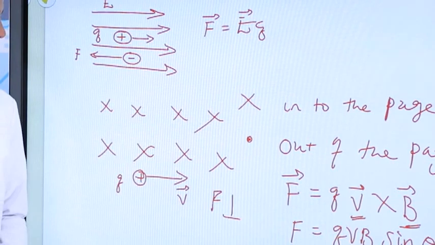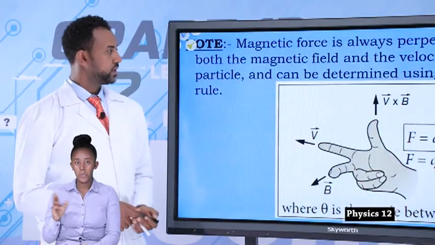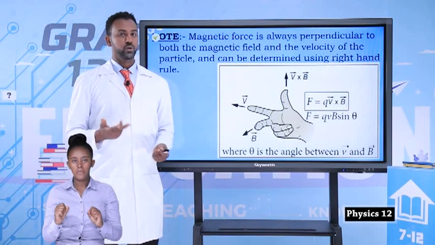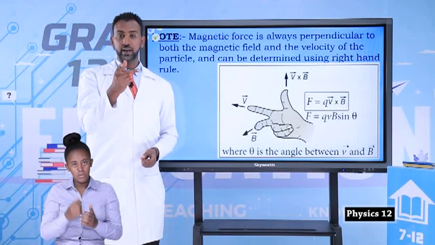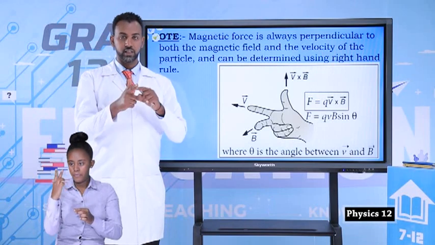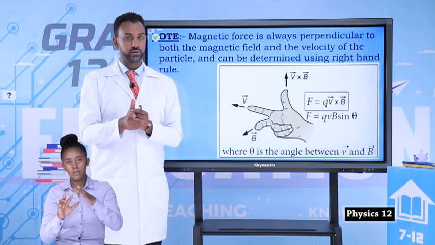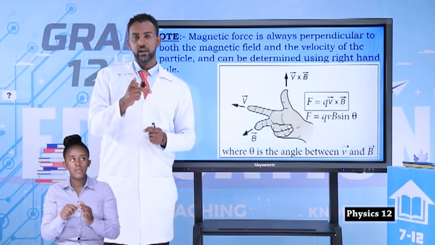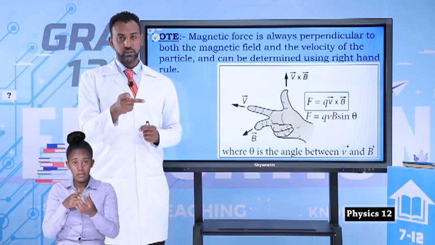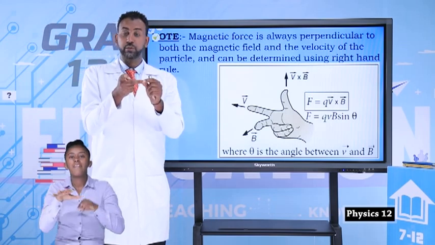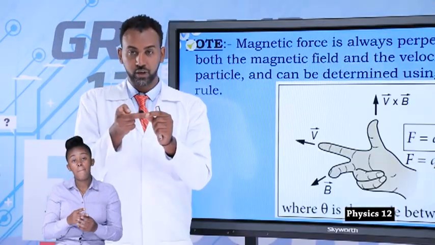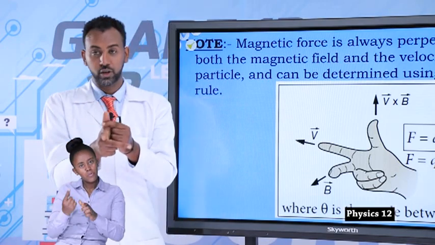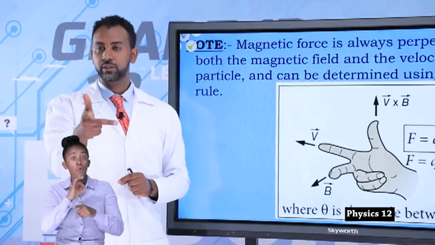Now let's use the right-hand rule. We have different right-hand rules, actually, but the most common uses three fingers: the index finger, the middle finger, and the thumb. Point your index finger in the direction of velocity, your middle finger in the direction of the magnetic field, and your thumb always points in the direction of the force.